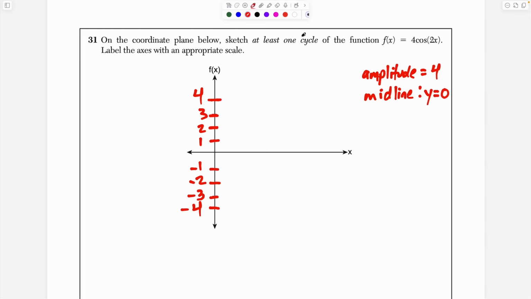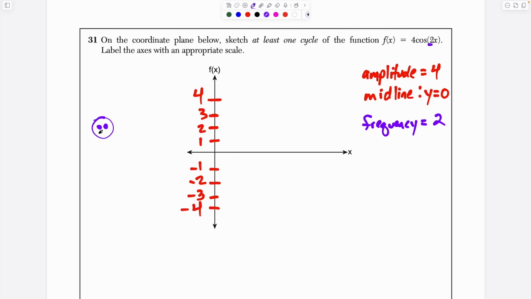Now, the next part here, we have to be very careful of. The coefficient of x tells us the frequency. So this piece here, the 2, tells us the frequency. And the frequency here is equal to 2. What that tells you is how many cycles the graph completes on the space from 0 to 2 pi, or over an interval of 2 pi.